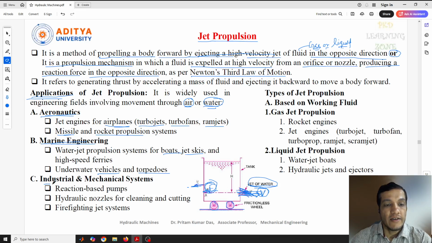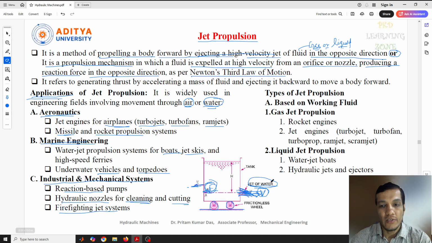And similarly, in industrial and mechanical systems it can be used for reaction-based pumps, or we can use it for hydraulic nozzles and firefighting jet systems. Okay, these hydraulic nozzles will be used for cleaning and cutting purposes. We have previously studied one topic that with a high velocity fluid jet we can cut some kinds of materials also. Even for cleaning purposes, we know that it can be used.